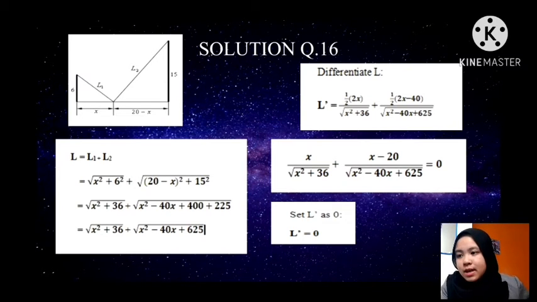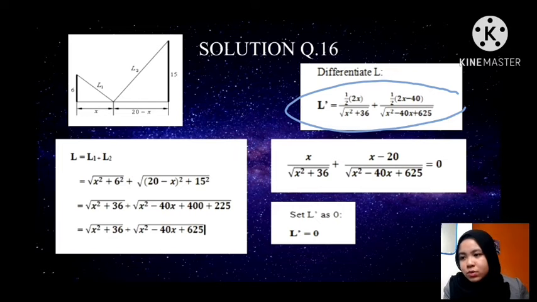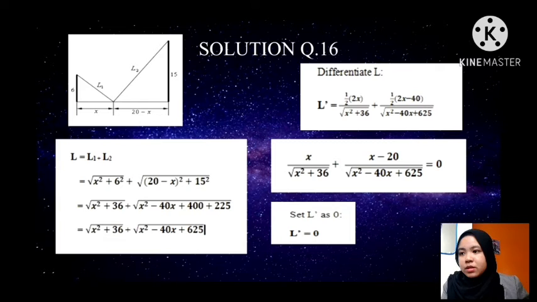Once you calculate it, you get the equation for L1 and L2. You can see there's an x in the equation, so we don't want x because we want a whole number for our final answer. So we have to find the value of x. How to find the value of x? We have to differentiate L1 and L2. Once you differentiate L1, you will get 1 over 2, 2x over square root of x squared plus 36. And then for L2, you will get 1 over 2, 2x minus 40 over square root of x squared minus 40x plus 625.